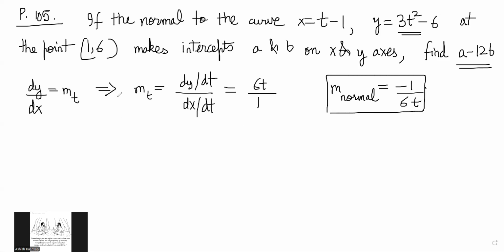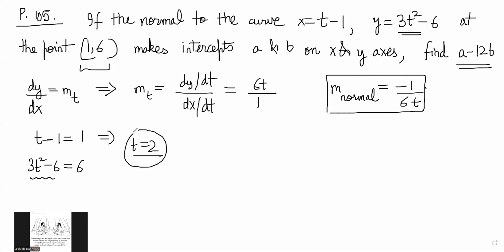Okay. So the point is 1 comma 6. So by parametric method, we can say t minus 1 should be 1 and 3t square minus 6 should be 6. So this implies that t is equal to 2. And notice that t is equal to 2 fits this also. So t is equal to 2 is the parametric point, and therefore the slope of the normal at this point is coming out to be minus 1 over 12, right?